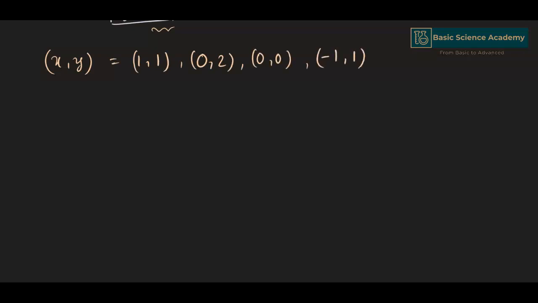Hence, we have a total of 4 different solutions from the above 3 cases, which are (1, 1), (0, 2), (0, 0) and (minus 1, 1). Hence, the total integer pairs of x, y that satisfy this equation are 4. 4 is our answer.